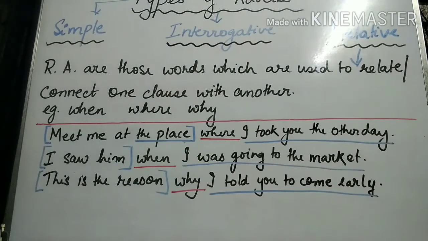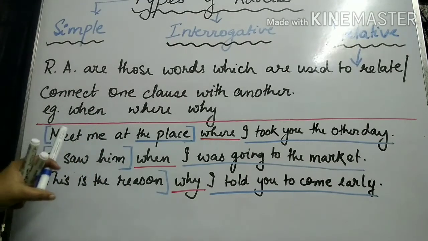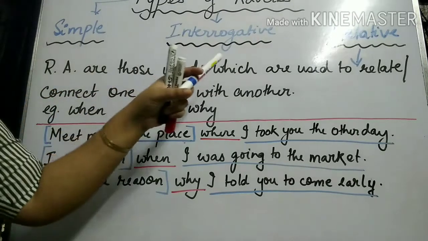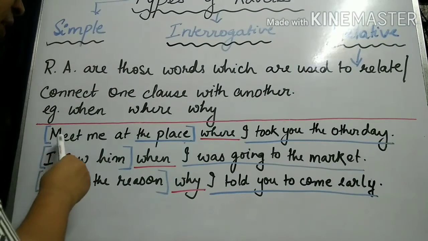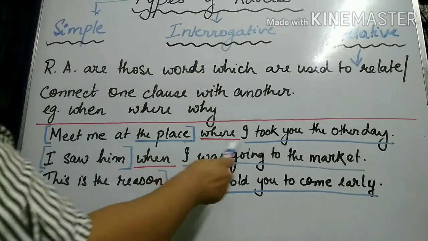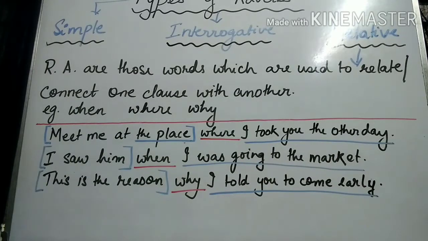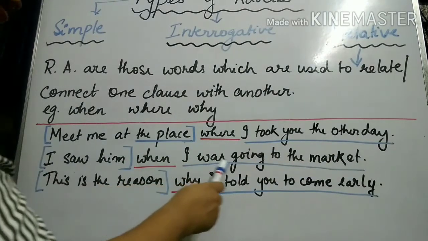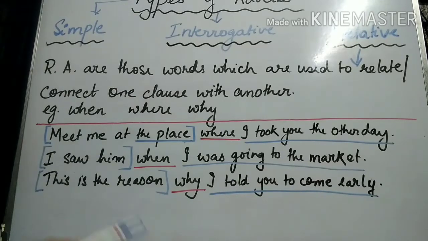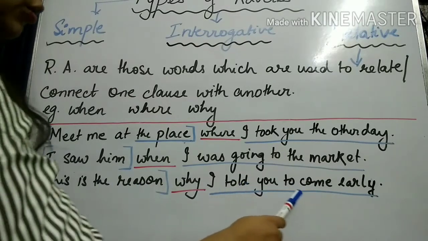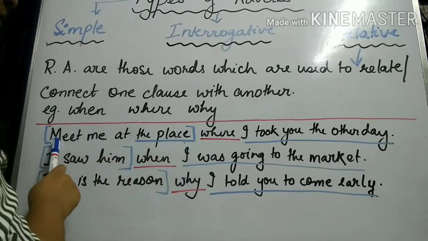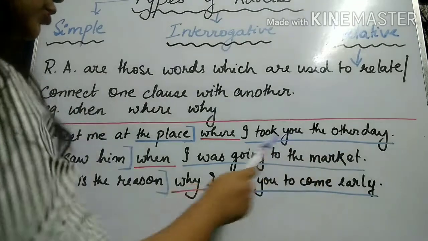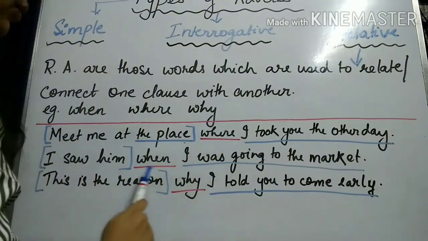Now we come to the examples of relative adverbs, how they are used in sentences. As I said, relative adverbs are those words which are used to relate or connect one clause with another. Look at the sentence here. Meet me at the place where I took you the other day. I saw him when I was going to the market. This is the reason why I told you to come early. Now in all the three sentences you will notice that there are portions of sentences which have been connected with these words.